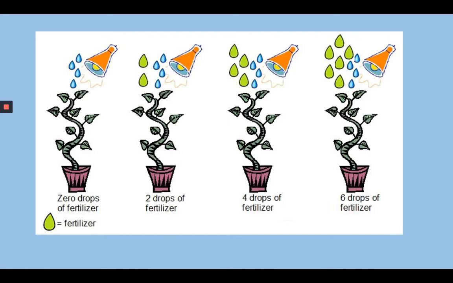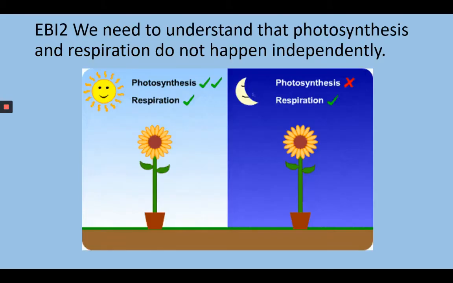Okay, let's move on to the next EBA. Of course, if you want to listen to that again, rewind and listen again. Next one. Okay, EBA 2. We need to understand that photosynthesis and respiration do not happen independently. So you can see this is a very clear picture.